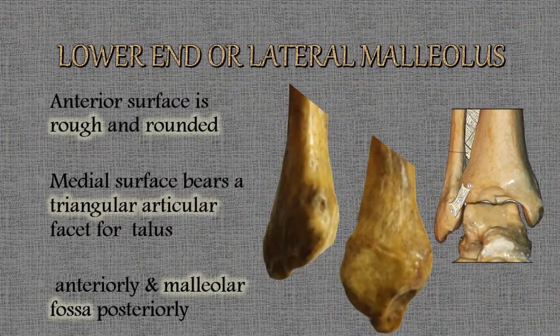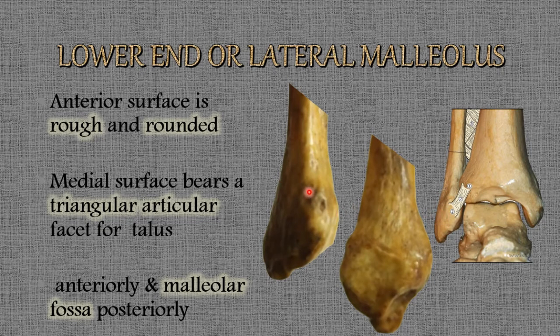Lower end or lateral malleolus, the anterior surface. First we will discuss the lower end or lateral malleolus, which possesses four surfaces: number 1 anterior, number 2 posterior, lateral and medial. Now you can see this is the anterior surface, behind will be the posterior surface, towards this joint will be the medial surface, and this exposed subcutaneously is the lateral surface.